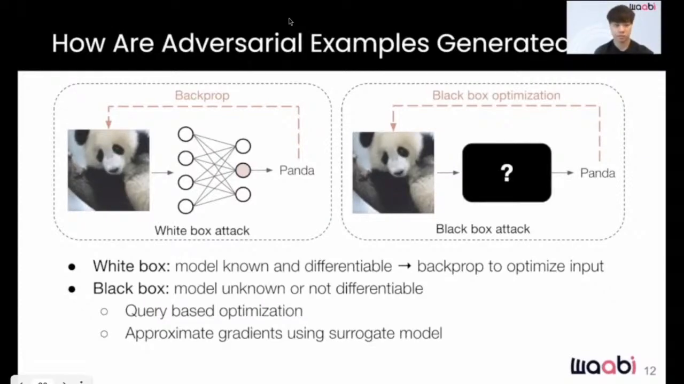In more challenging but practical settings, the model will be unknown or not differentiable. In this case, the attacker can still use black box optimization methods that rely on querying the model. Even when queries are not available, weaker transfer attacks can still be achieved by training a surrogate model to estimate the gradients of the victim model.